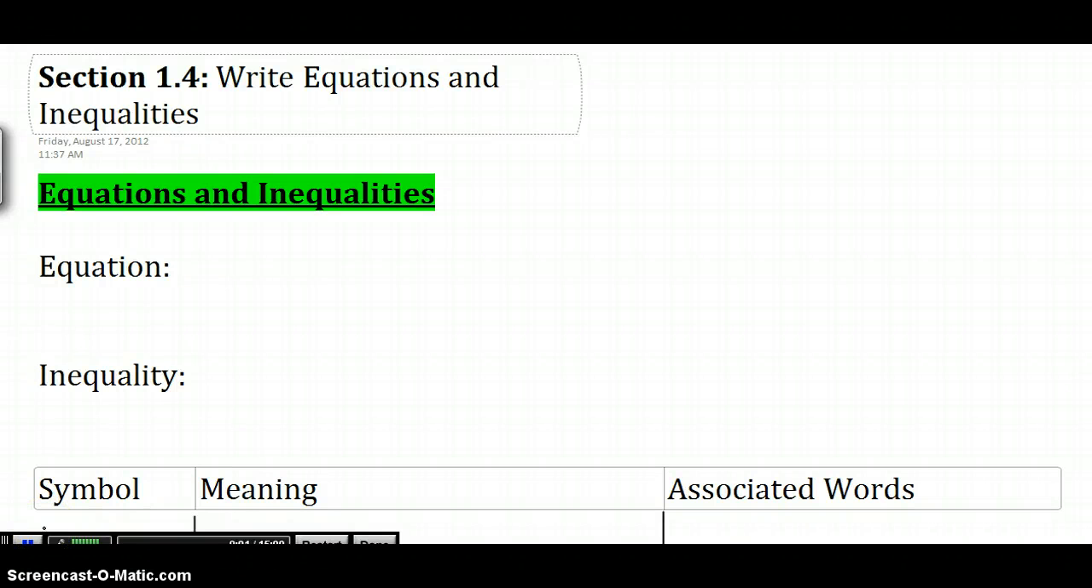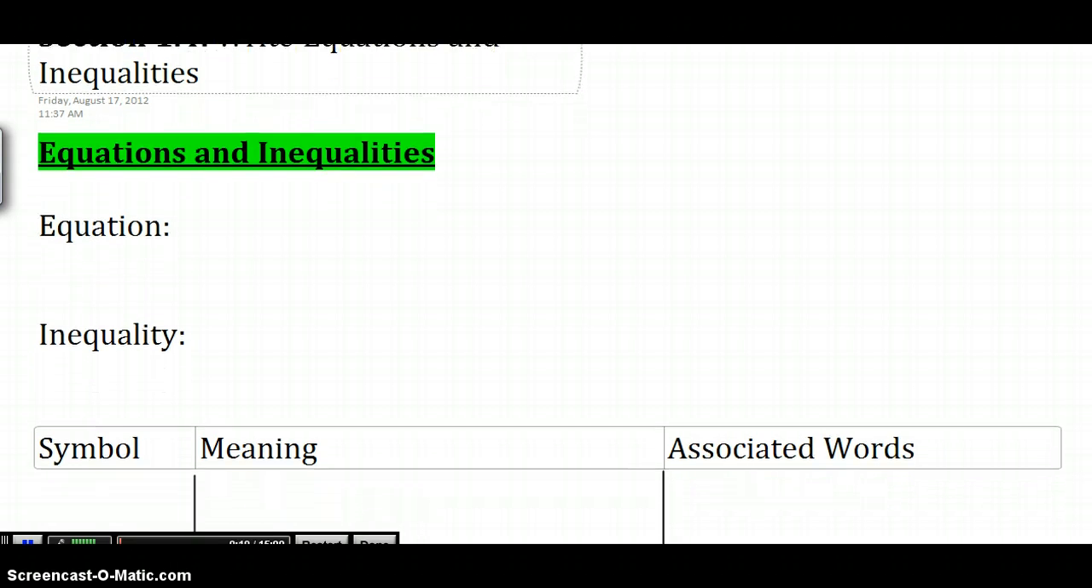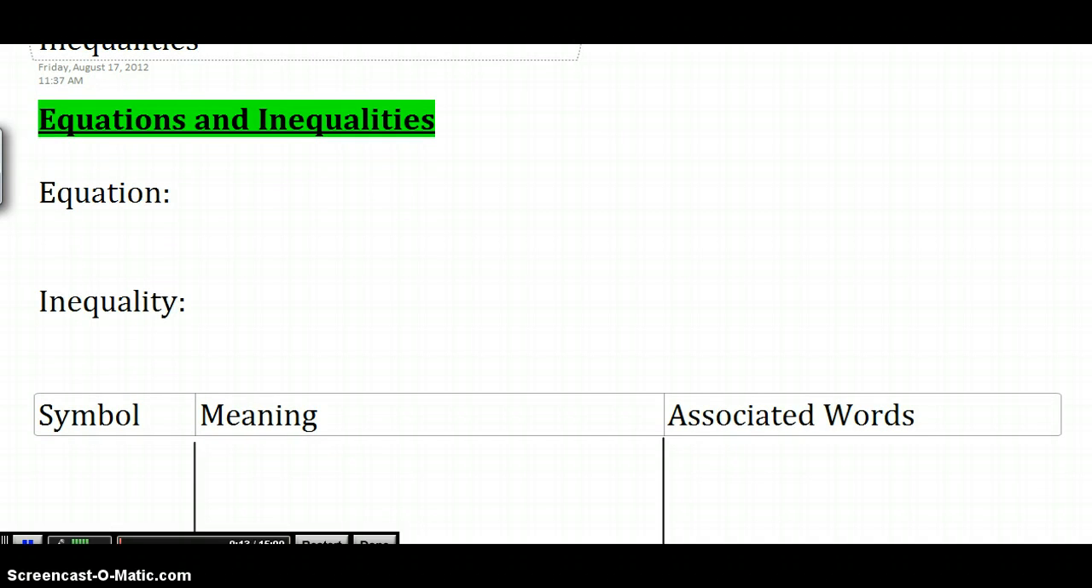In the past sections, you've been working with expressions. And in section 1.4, you're going to take those expressions and write them as equations and inequalities. So first, let's talk about what an equation and inequality are.